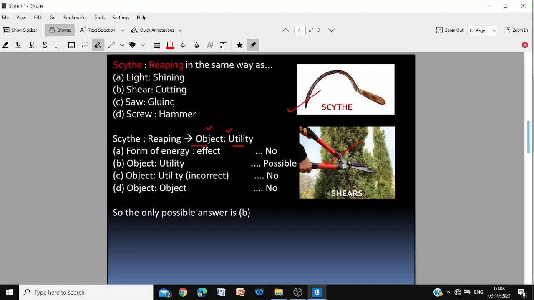Now let us check. Light. Light is not an object. It's a form of energy. Next is shear cutting. Okay, object utility. We can consider it as possible. Saw gluing. Again, we have an object and utility, but it is a wrong utility. A saw is used for cutting, not for gluing. So it's an incorrect association. Screw hammer. Hammer is not a utility. Both are objects. Screw is also an object. Hammer is also an object. We don't have object and utility. We have object and object. So this is also rejected. So the only possible answer is option B. That is shear and cutting. And you can see how we cut with the shear.